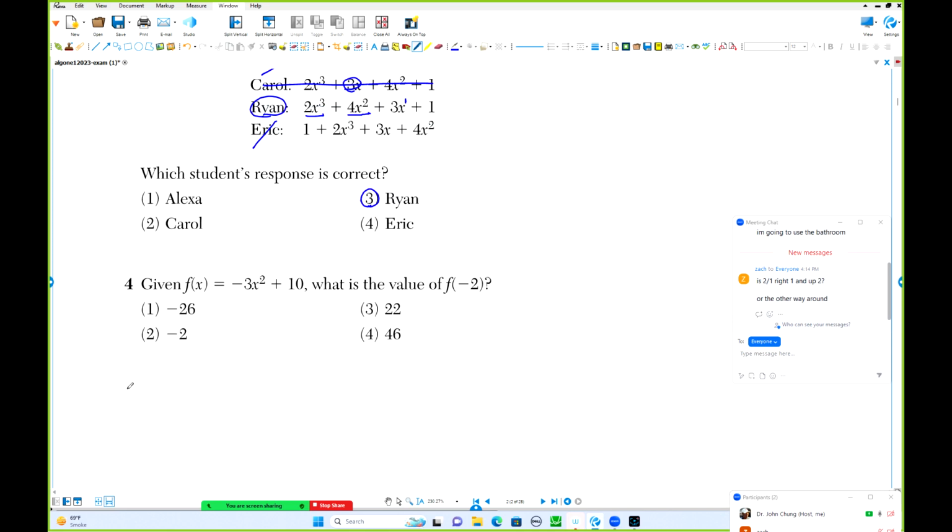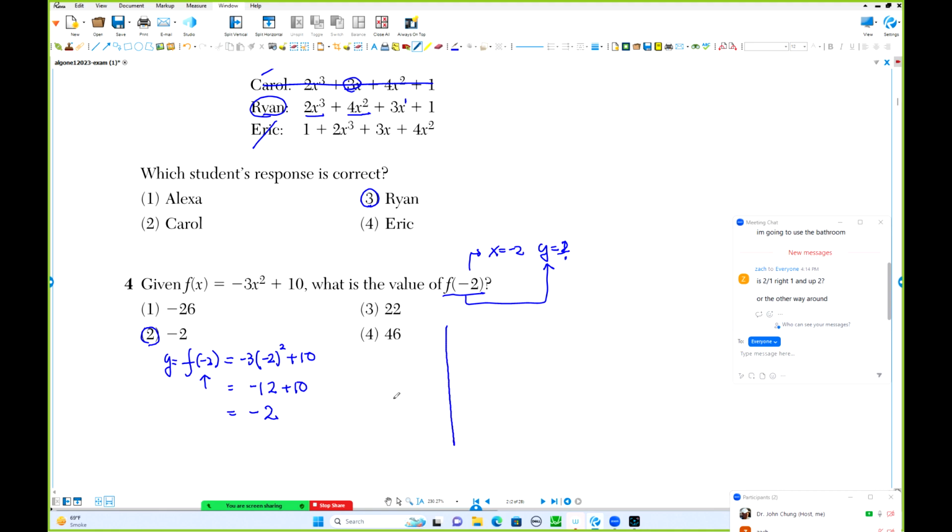Number 4. The function is given by the equation. What is the value of f of negative 2? That means when x equals negative 2, what is y? This is the value of y. Now put negative 2 in there. We are going to find this value of the y coordinate: negative 3 times negative 2 squared, plus 10. That is negative 12 plus 10, which is negative 2. That is the y coordinate.